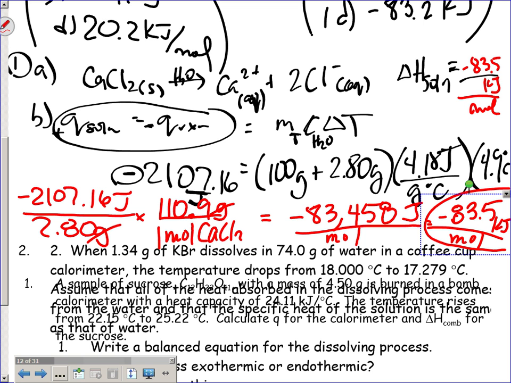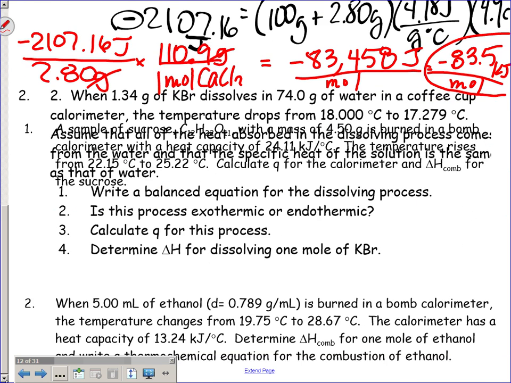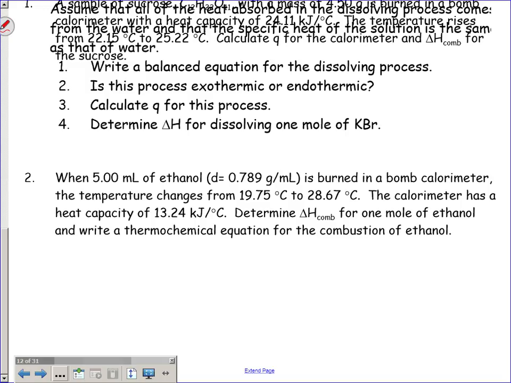Alright, so let's do one more. Do I want to do 3? Let's see if we actually want to do this one right now. Yeah, let's do this one real quick. This is not number 2, this is number 3. No, this is number 4. Number 4. Alright, so leave some space for 2 and 3.